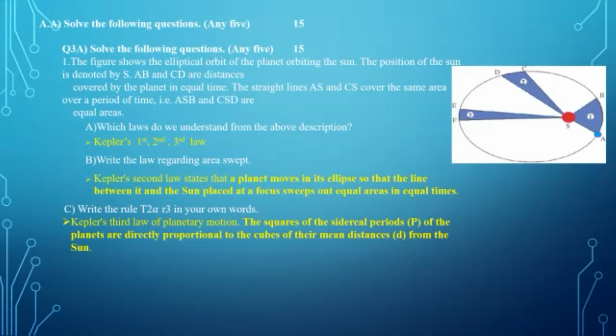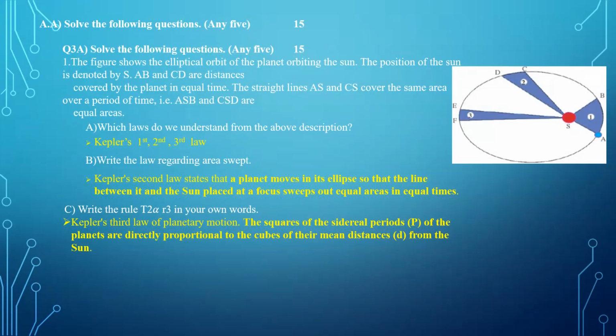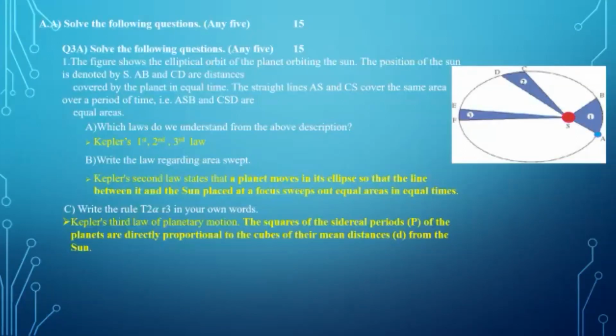And the position of the sun, they have given AB and CD. These are the distances, and they also show that ASB and CSD are equal areas. Both areas are equal. Now they want to ask you some questions. Which law do you understand from the above description? Which law is it, students?